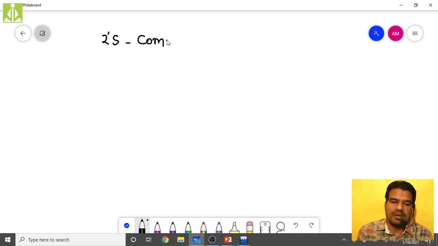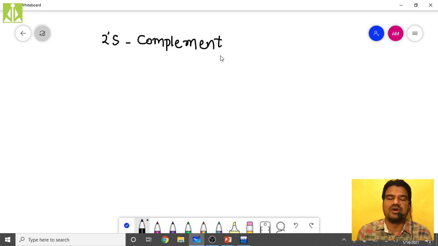Generally, we need to find the 2's complement of a given number in order to get the negative value of that number. Simply find the 2's complement of that number, and the number will be in negative binary form.